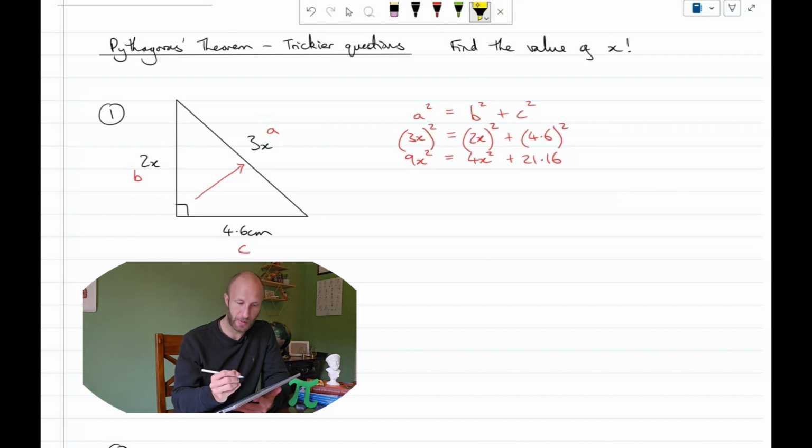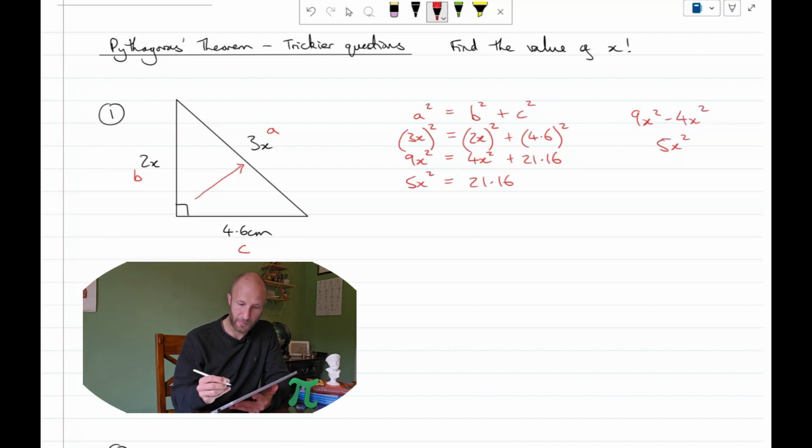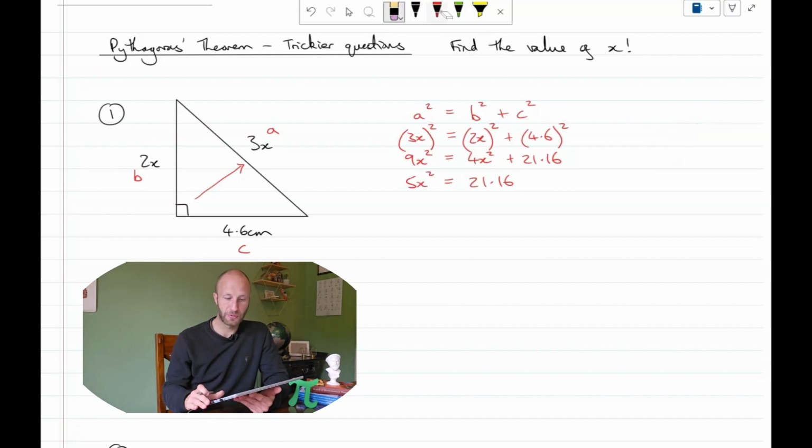So I want to get the x squareds by themselves. I've got x squared on both sides here, don't like that. So I'm going to subtract the 4x squared from both sides because that will remove it from the right and leave me with just 21.16. When I subtract 4x squared from the left, I get 9x squared minus 4x squared, which will just give me 5x squared, 5 lots of x squared. And I won't write all the hints down at the side, just here and there, just to give you a little bit of guidance. So subtract 4x squared from both sides.